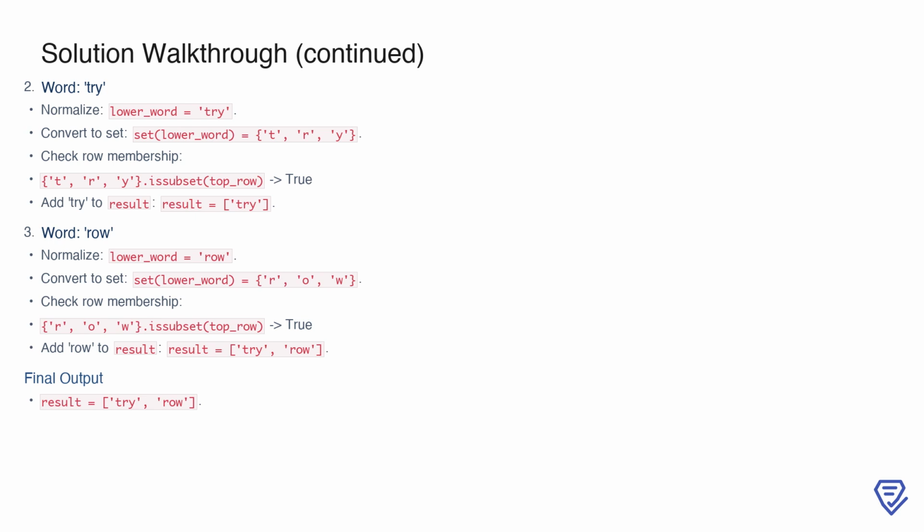The next word is row, which we normalize to row and convert into the set {r, o, w}. Checking the rows, we find that this set is also a subset of the top row. Therefore, we add row to the result list, which becomes [try, row]. The final output for this example is the list [try, row].